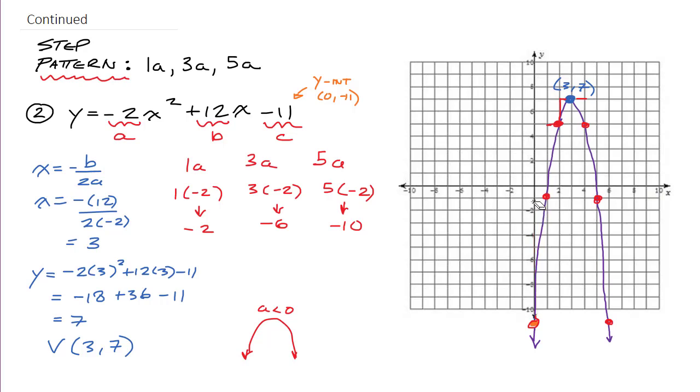Okay, so that's the pattern. That's the whole secret to it. There's nothing else. I'm just going to do one really quick from vertex form and one really quick from factored form, just to remind you from the previous lesson, how do you find your vertex from both of those forms?